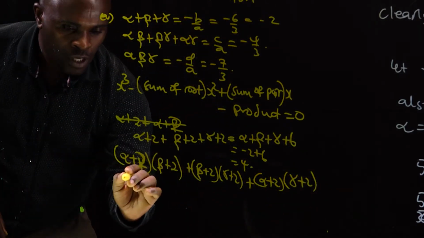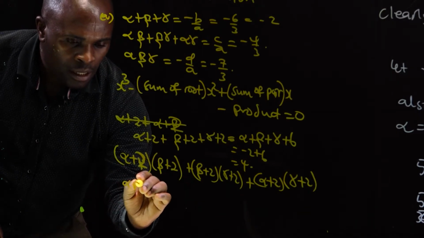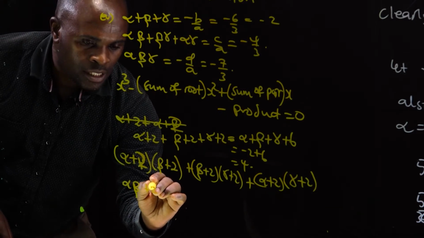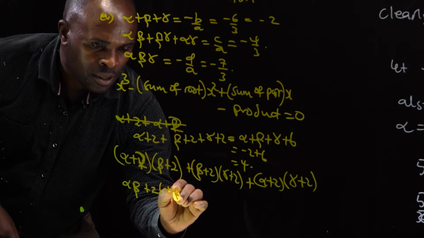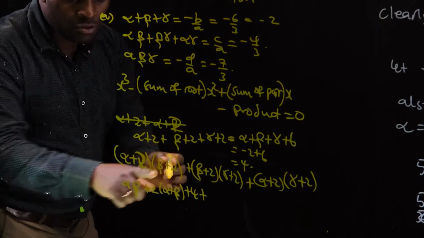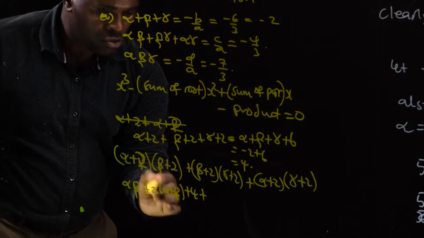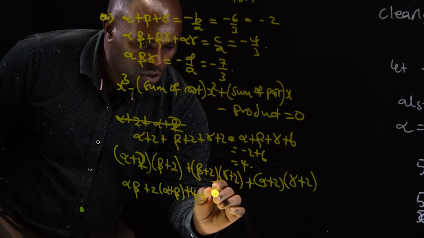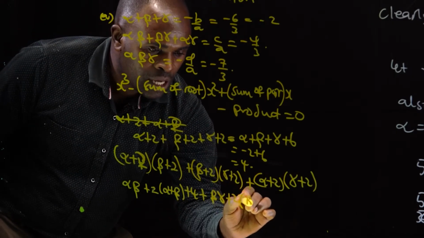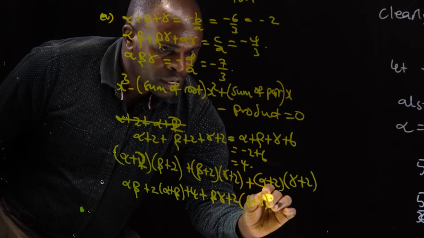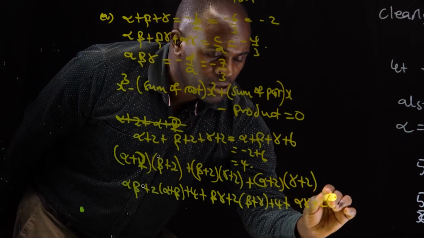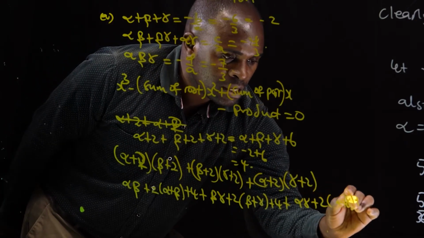So expanding this, we'll be having alpha beta, this time this, and this time this. You'll be taking 2 outside, and this is alpha plus beta and then plus 4 in this part. It means 2 times alpha and 2 times beta, so this part is giving this. In the same way here also, we'll be having beta gamma, again 2 outside, beta plus gamma, and then plus 4. Again, in the same way here, alpha gamma plus 2, alpha plus gamma, but then plus 4.